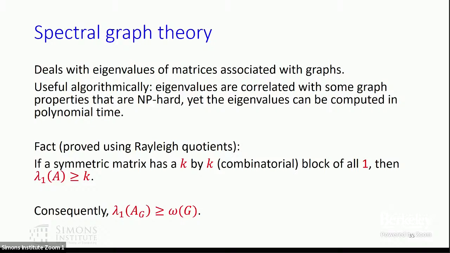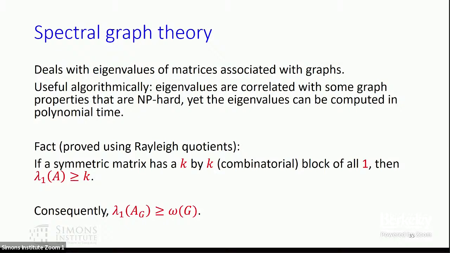So let's now go to spectral graph theory, which is very useful here. This deals with eigenvalues of matrices associated with graphs. This matrix here is one of these matrices. And spectral graph theory is useful algorithmically because eigenvalues are correlated with some graph properties that are NP-hard. For example, we'll get there. Yet eigenvalues can be computed in polynomial time. So sometimes by computing eigenvalues, you learn something about the graph which is otherwise difficult to learn.